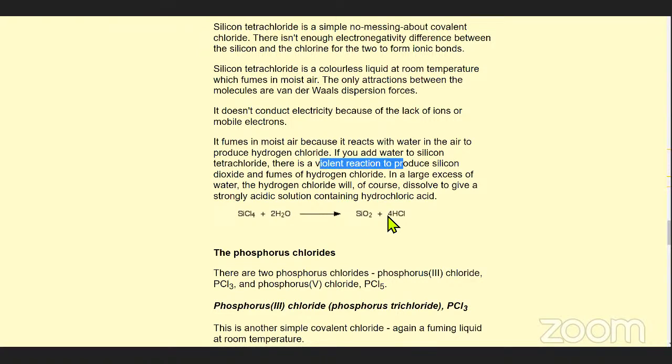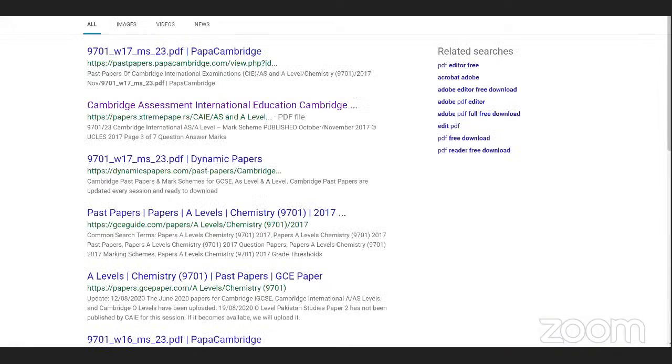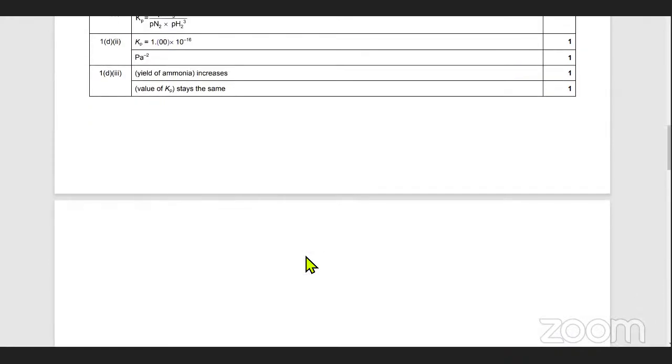So the only difference is the subtle one given, the melting and boiling point. Now let me check the marking scheme. Otherwise SiCl4 and AlCl3 pretty much have almost the same reaction with water. So let's check the marking scheme just to confirm whether our hunch about SiCl4 is correct or not.